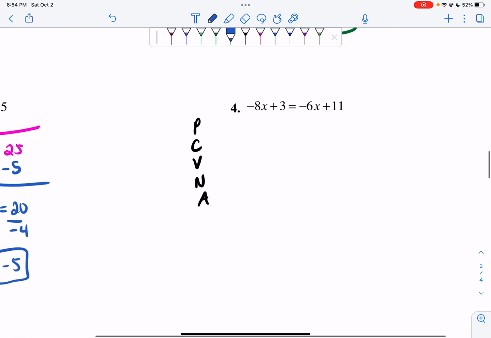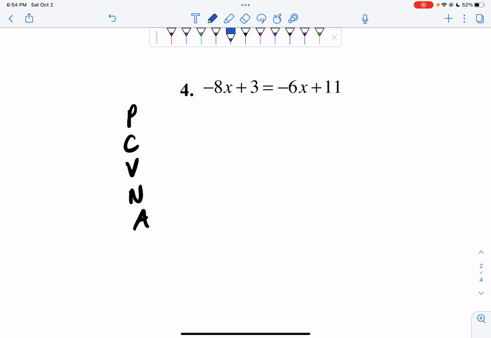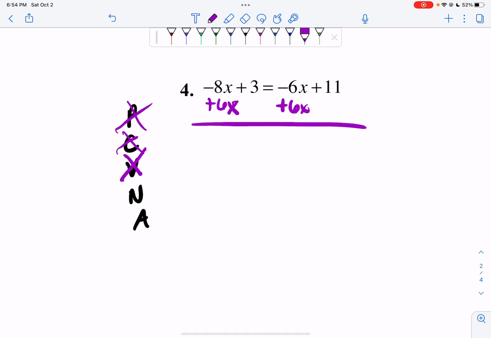Number 4, I have negative 8x plus 3 equals negative 6x plus 11. No parentheses, no combining, not like terms, not like terms. Variables are not on one side, so I need to move them. So how do I get rid of my minus 6x? I add 6x. So add 6x. Negative 8 plus 6 is a negative 2, so I have negative 2x plus 3 equals 11.